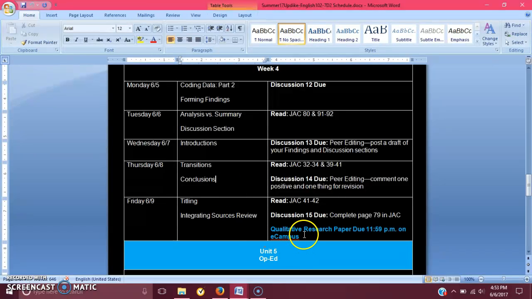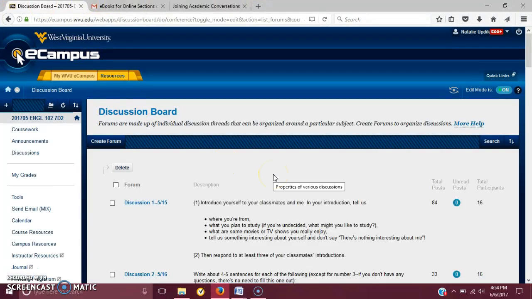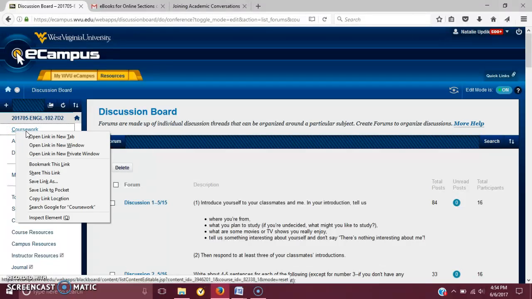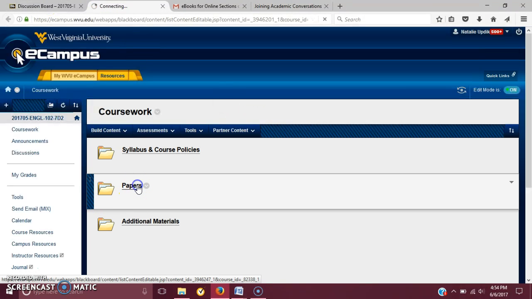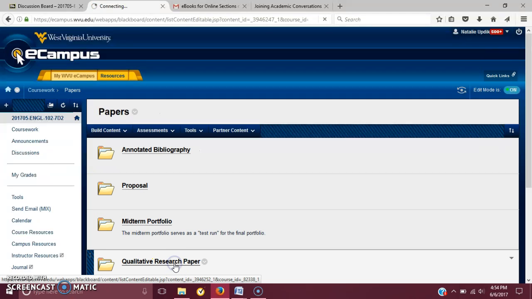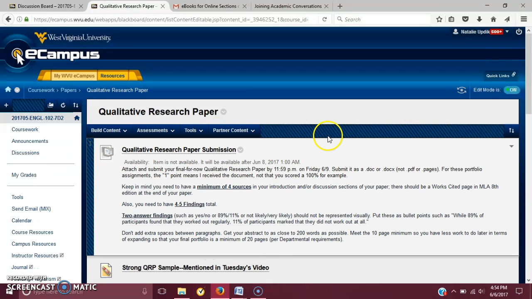Keep in mind that your qualitative research paper is due by 11:59 p.m. tomorrow on eCampus, and the portal is open for that now. So I provided a couple of instructions for that, just things to keep in mind. I've already talked about them now in several videos, but I want to make sure they are clear for the paper that you submit. And you can find that, again, if we go to coursework, papers, find what paper we're on, the qualitative research paper, of course. And then here is the submission portal. So I just typed up a few notes to kind of help you remember.